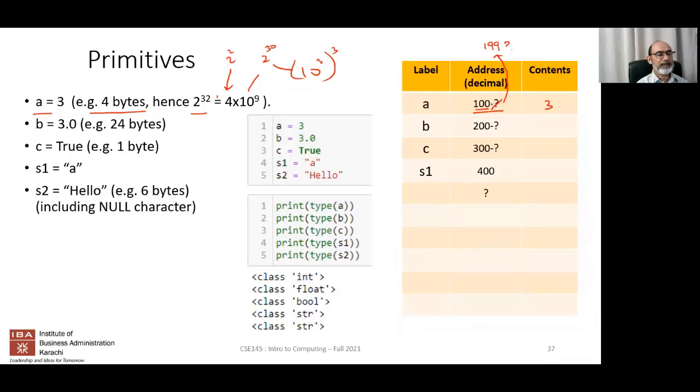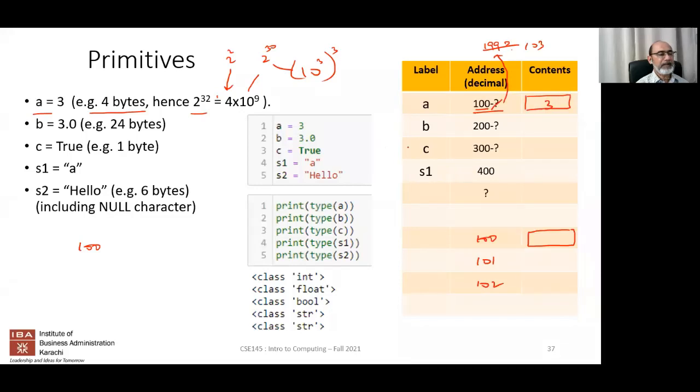Remember, each one of these addresses is 1 byte. So when you say 100, it means a 1 byte location. The next address would be 101, 102, and each one of them would be 1 byte long. So it would go up till 103. It would be 4 bytes long, and it would take 4 bytes in memory over here.